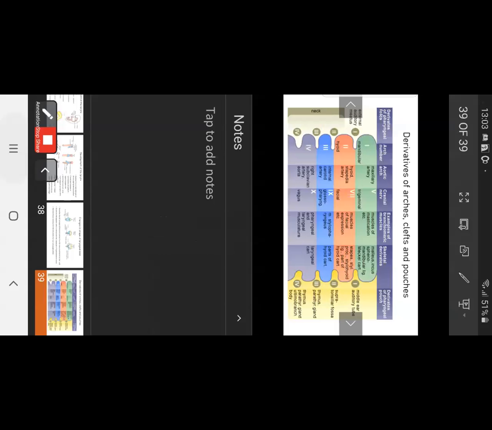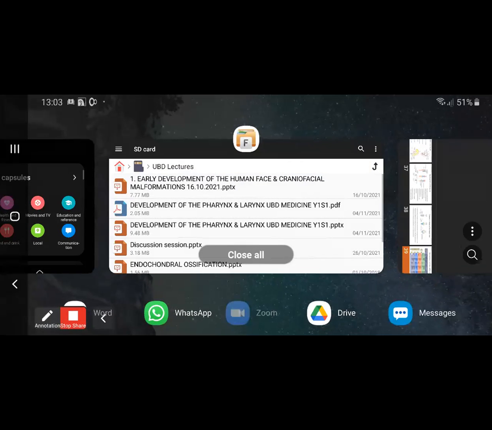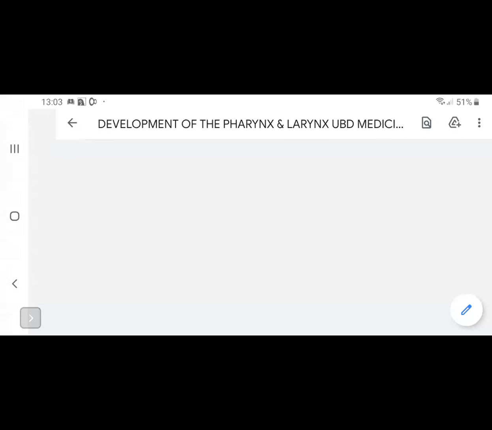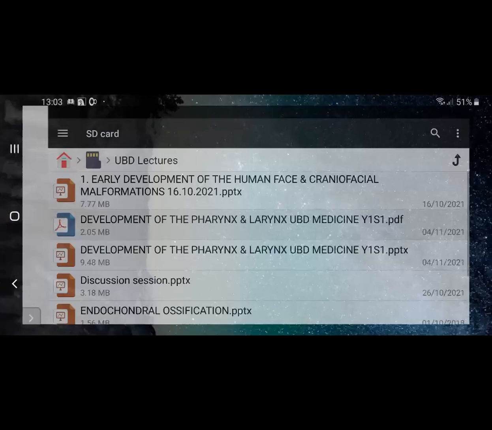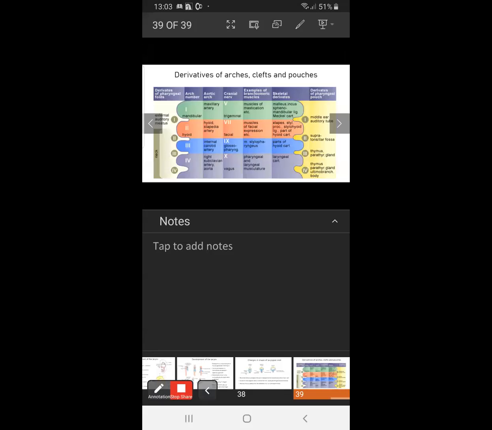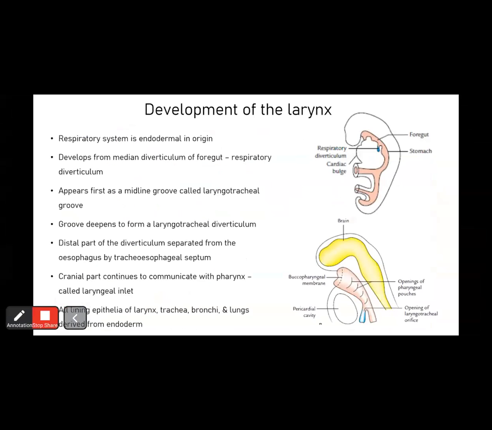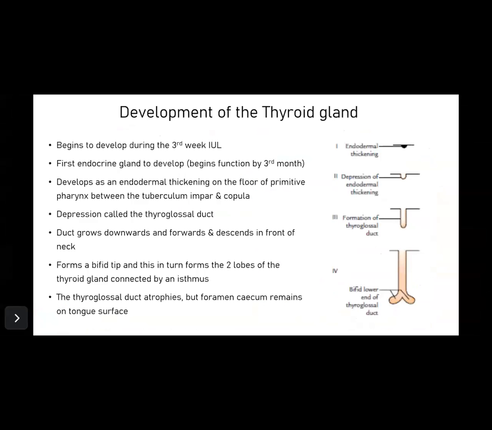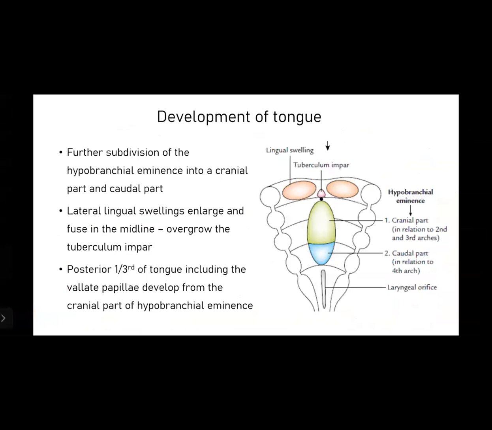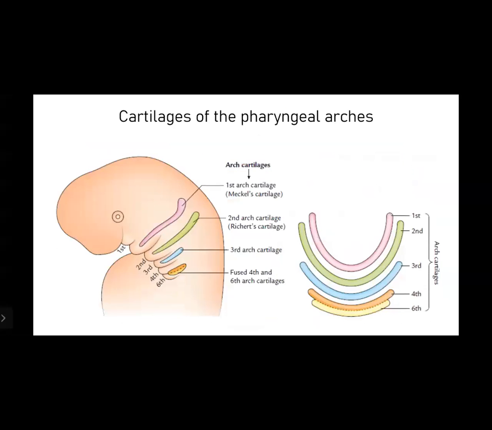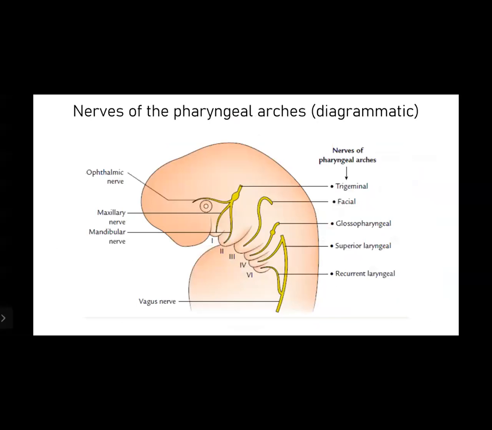Sorry, doctor. I want to ask, please, about slide number 23, I think. Hold on. Slide number 23. Which one is it? It's nerves of the pharyngeal arches. Okay, nerves of the pharyngeal arches.